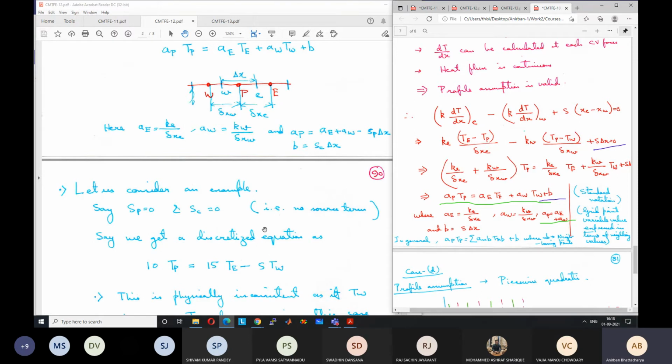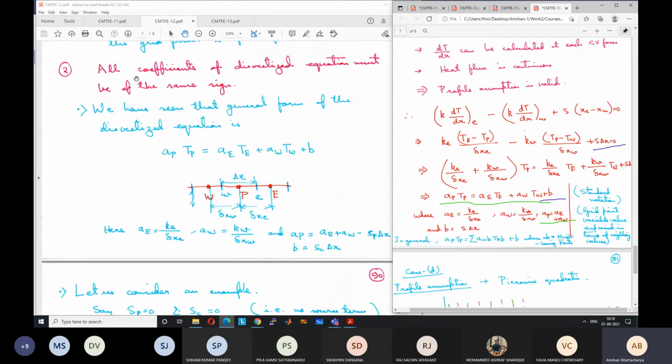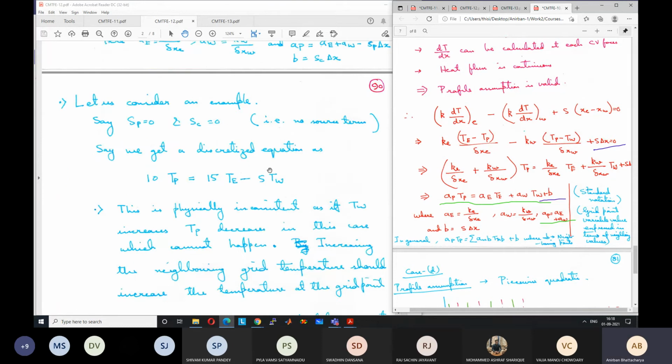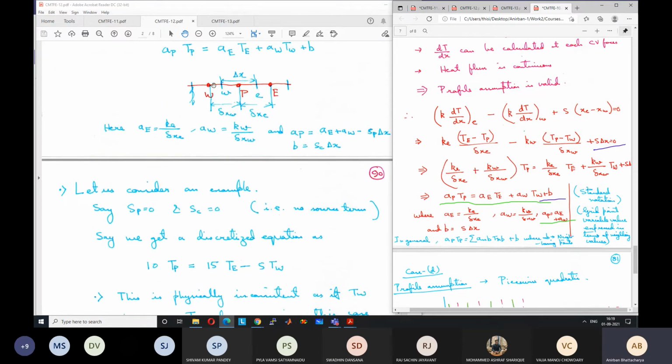However, all the coefficients are not of the same sign. We have said that all the coefficients should be of the same sign. But here we see that AW is negative. AE and AP are positive, AW is negative. So this is not correct. This is inconsistent because if TW increases, say you have a boundary, so if I have a domain like this and this point's temperature is increasing, obviously its effect should be that this temperature should also increase. It cannot happen that if this temperature increases, this temperature decreases, because there is no source term, or no negatively dependent source term. If this temperature increases due to conduction, this temperature also has to increase.